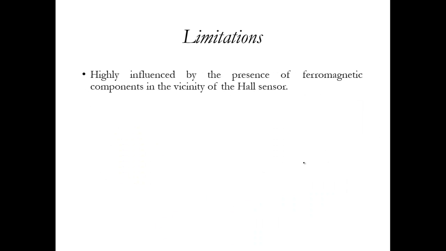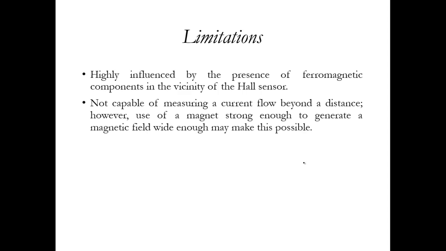The main limitation is that this can be highly influenced by the presence of ferromagnetic components. So if we have a magnetic field and we want to measure some position or some other effects like that, but if we have some other ferromagnetic or magnetic components in the vicinity, they will disturb the Hall effect sensor output, because this is actually dependent on the magnetic influence on the moving electrons. So as the magnetic field is made near to the electron, if there's an external magnetic field that interferes with this magnetic field, then obviously we will not have the correct output. So that's the biggest limitation with the Hall effect sensors.